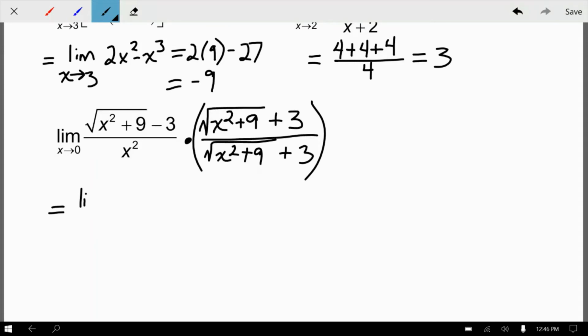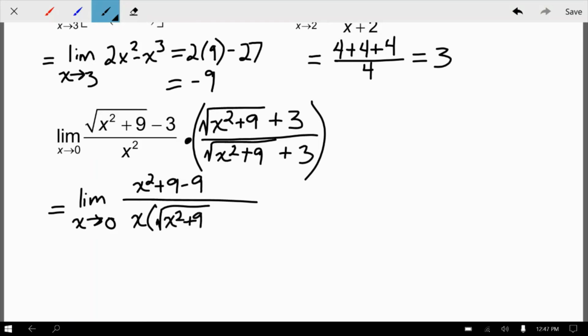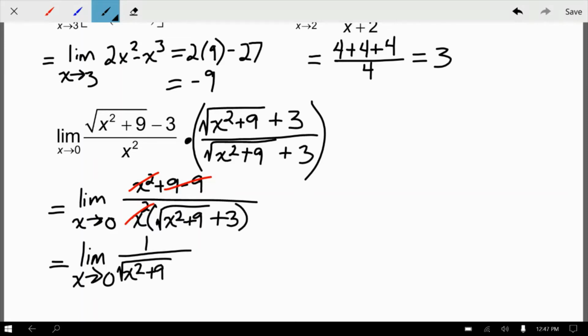And by doing this, what I'm hoping is going to happen is that the discontinuity that I had at 0 is going to somehow cancel out, and I'm going to be left with a function where I can evaluate the limit. So when you multiply this all out in the numerator, you're going to get x squared plus 9 minus 9. In the denominator, you've got x squared times the square root of x squared plus 9 plus 3. So notice what happens here. These 9s are going to cancel out. Once that happens, now I've got x squared over x squared times the square root of x squared plus 9 plus 3. So now I can cancel out these x squareds, and what I'm left with is the limit as x approaches 0 of 1 over the square root of x squared plus 9 plus 3.